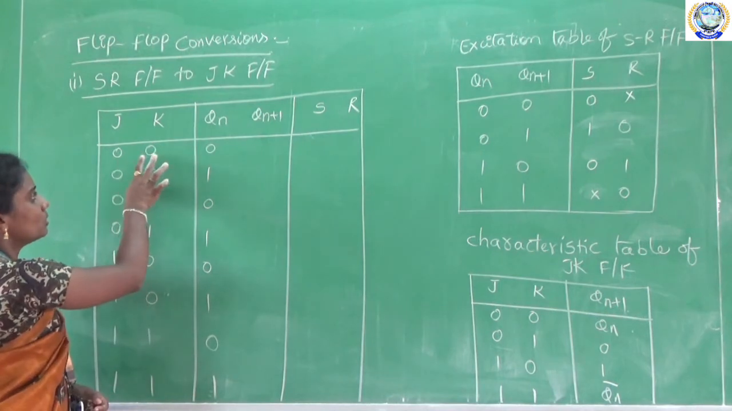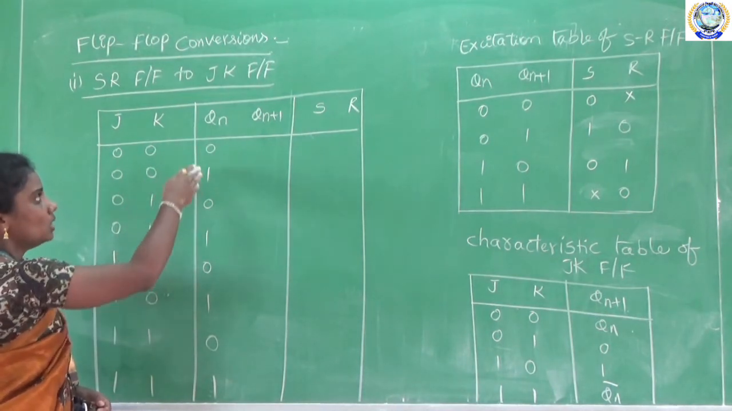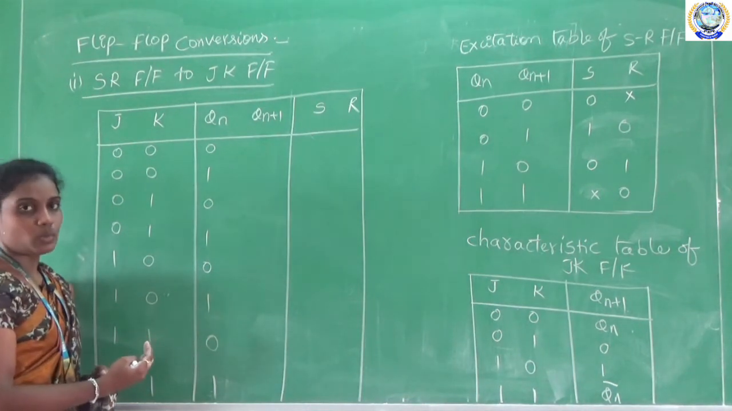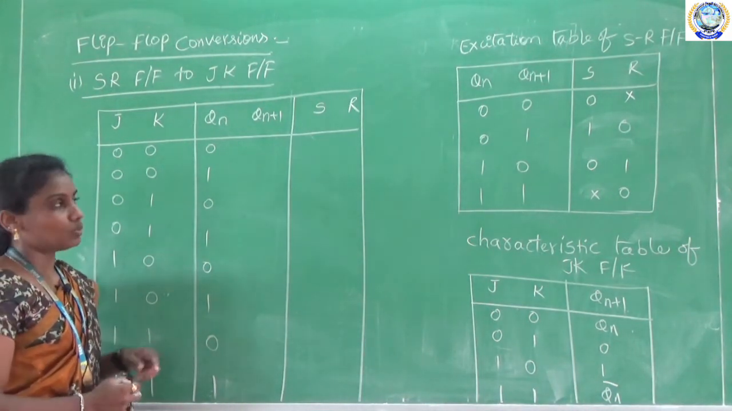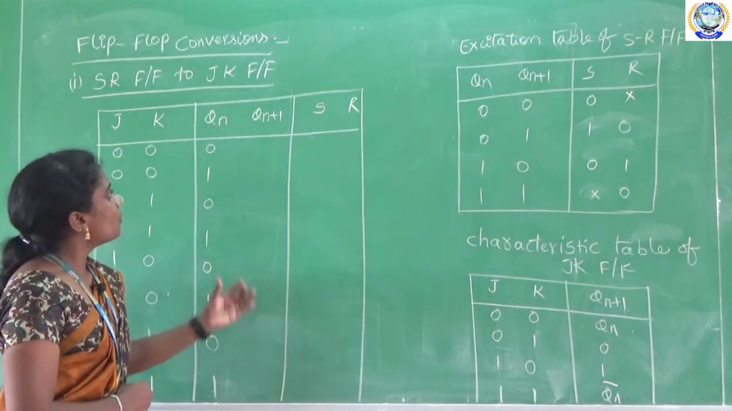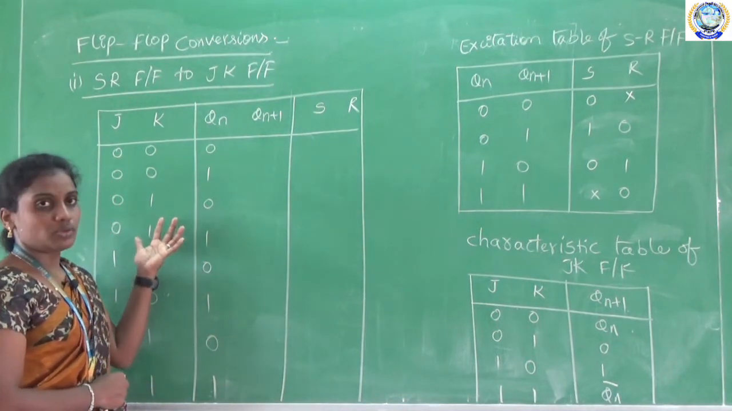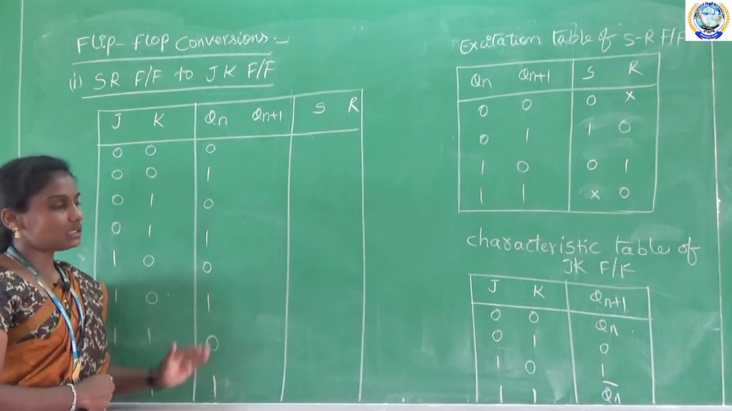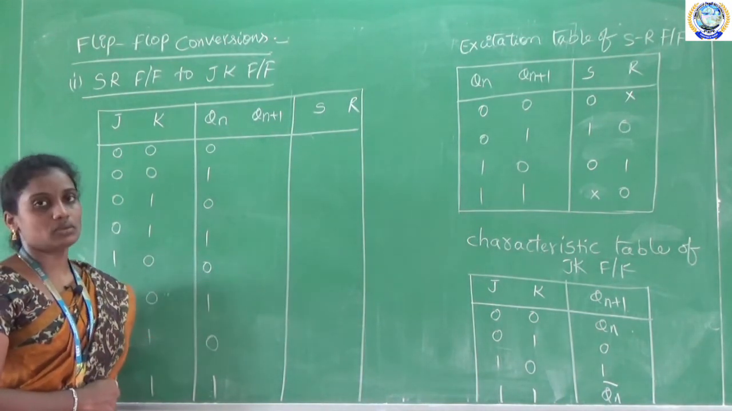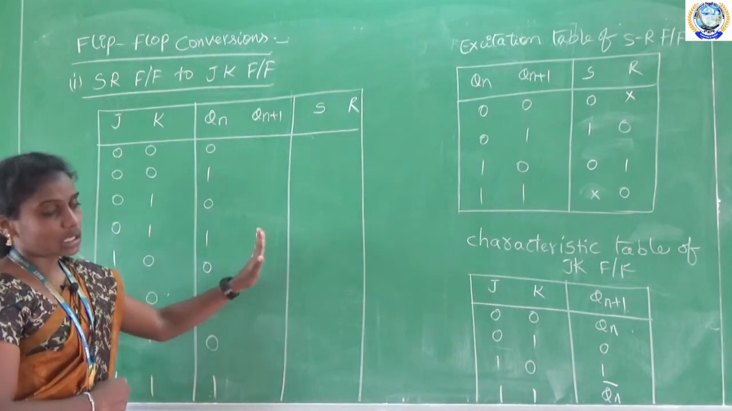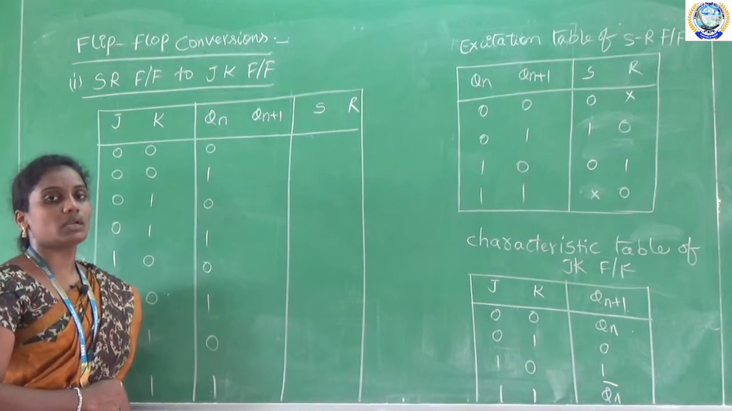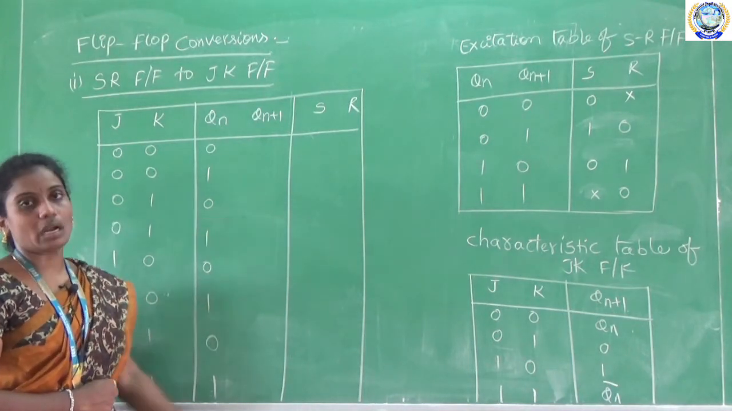So when J equal to 0, K equal to 0, then Qn equal to 0. Similarly, what are the values for the truth table we considered in the JK flip-flop or SR flip-flop for the present state and the inputs of the flip-flop? Here we need to consider the same inputs, but the SR values, and based on the conversion, JK values or T value or D value may be converted from one form to another form.